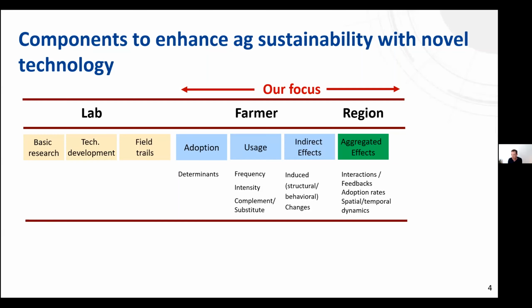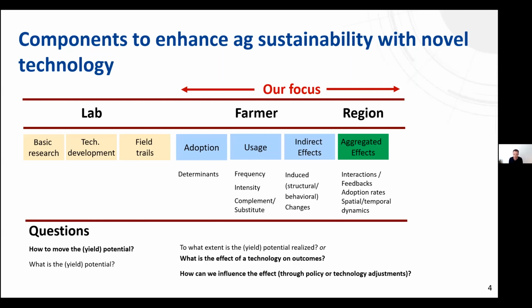And in terms of the regional scale, the aggregated effects, we are interested to assess what the overall effect of the individual farmers' decisions is. So really the question: to what extent does the overall effect differ from the sum of the individual parts due to feedbacks and interactions? So we're interested in the regional adoption rates and spatial and temporal dynamics and these things. I also would say that the questions differ quite fundamentally between these areas.